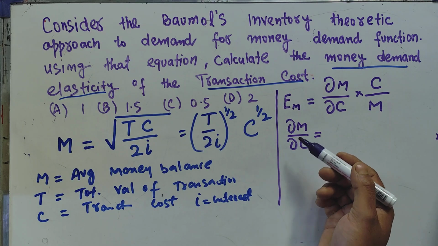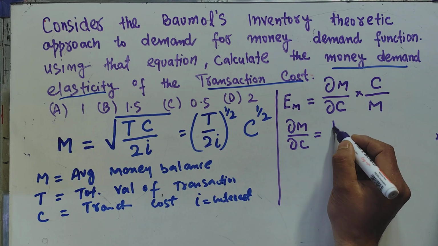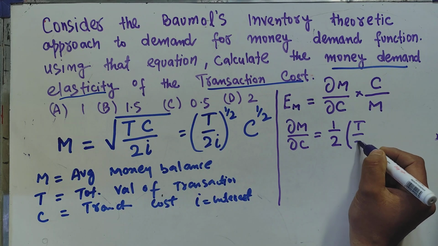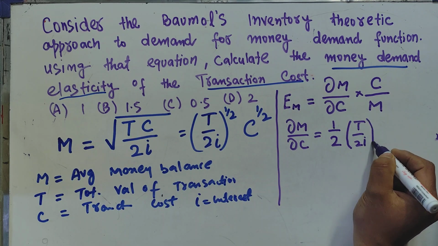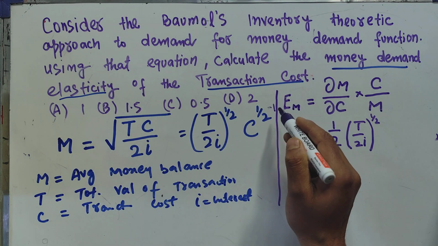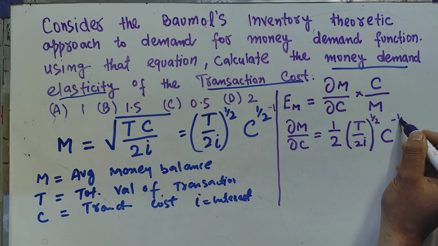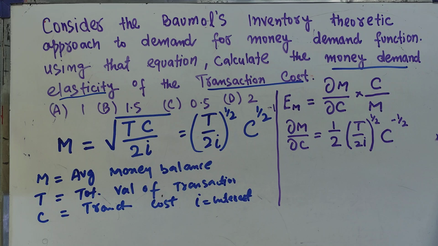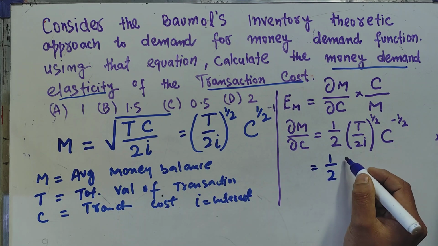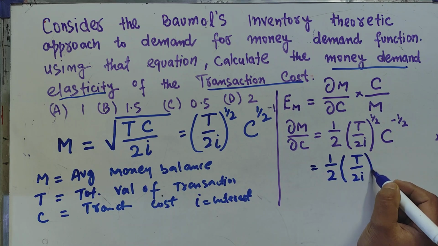Using the power function rule, the exponent of C becomes the coefficient. So we have 1 upon 2. This term T upon 2I will remain the same because we are taking partials with respect to C, and the exponent of C will be subtracted by 1. 1 upon 2 minus 1 is negative 1 upon 2. So we'll get negative 1 upon 2. Now we can rewrite it like this, 1 upon 2, then we have T divided by 2I raised to the power 1 upon 2.